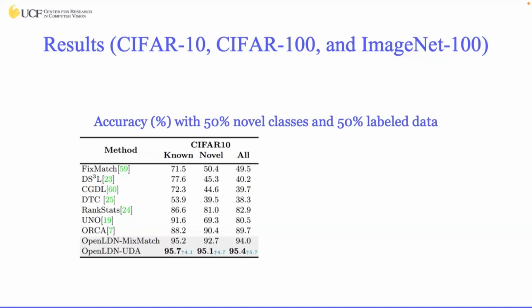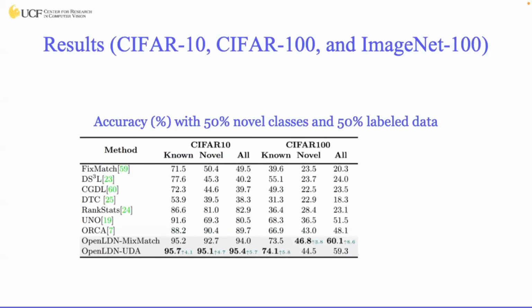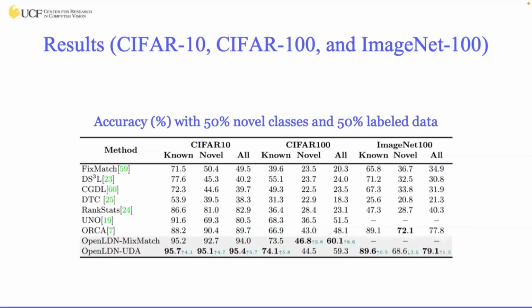We compare our result with the state-of-the-art method, ORCA, and for the closed-world SSL method, here we use MixMatch and UDA on top of our method. And we observe that on the CIFAR 10 dataset, our method outperforms the state-of-the-art by more than 5%. We observe an even larger improvement on the CIFAR 100 dataset, where it outperforms the state-of-the-art by 8%. We also see a noticeable improvement on the challenging ImageNet 100 dataset.